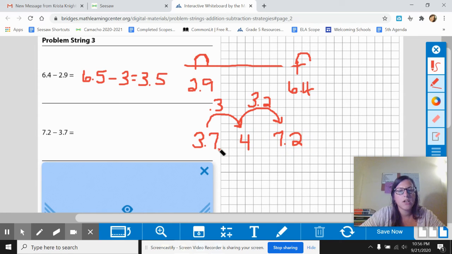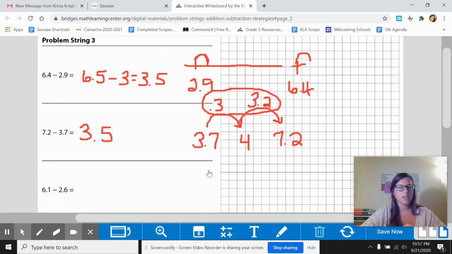So what I'm doing here is I'm finding the distance between these two, or the difference, and that is located right up here. So 7 2/10 is made up of 3 7/10 and 3 and, if I add these two up, 3 5/10. Interesting, I got the same answer. Wondering why.